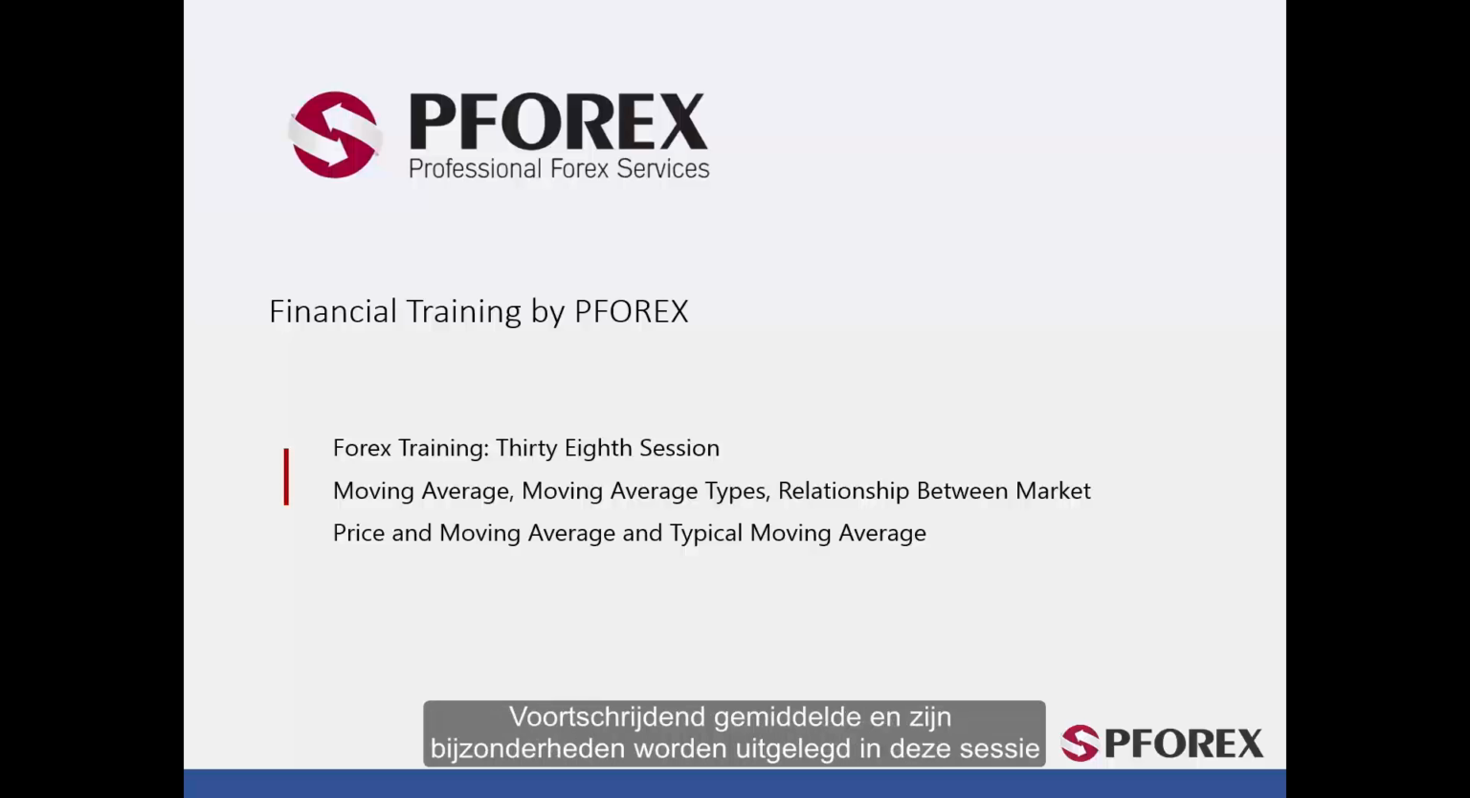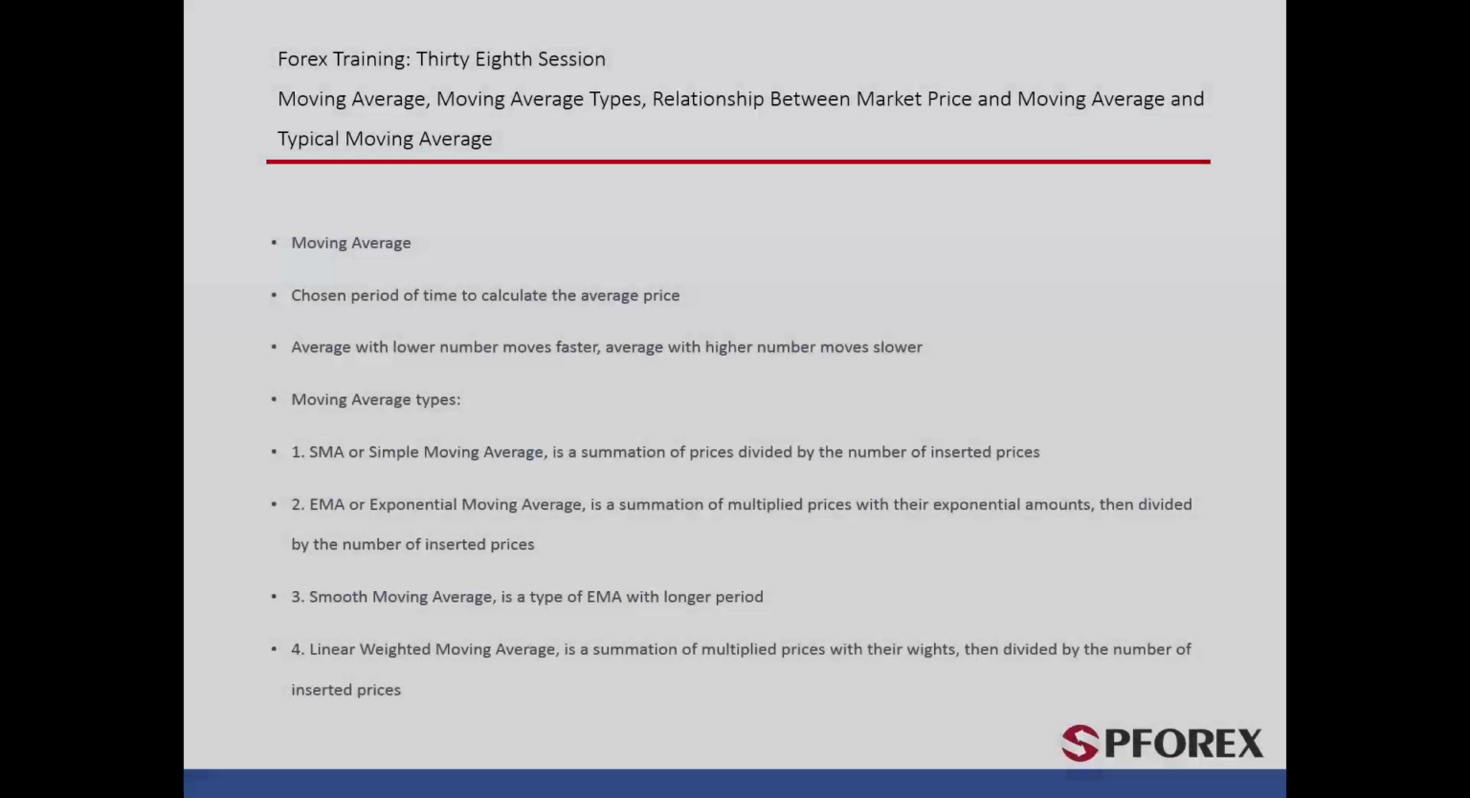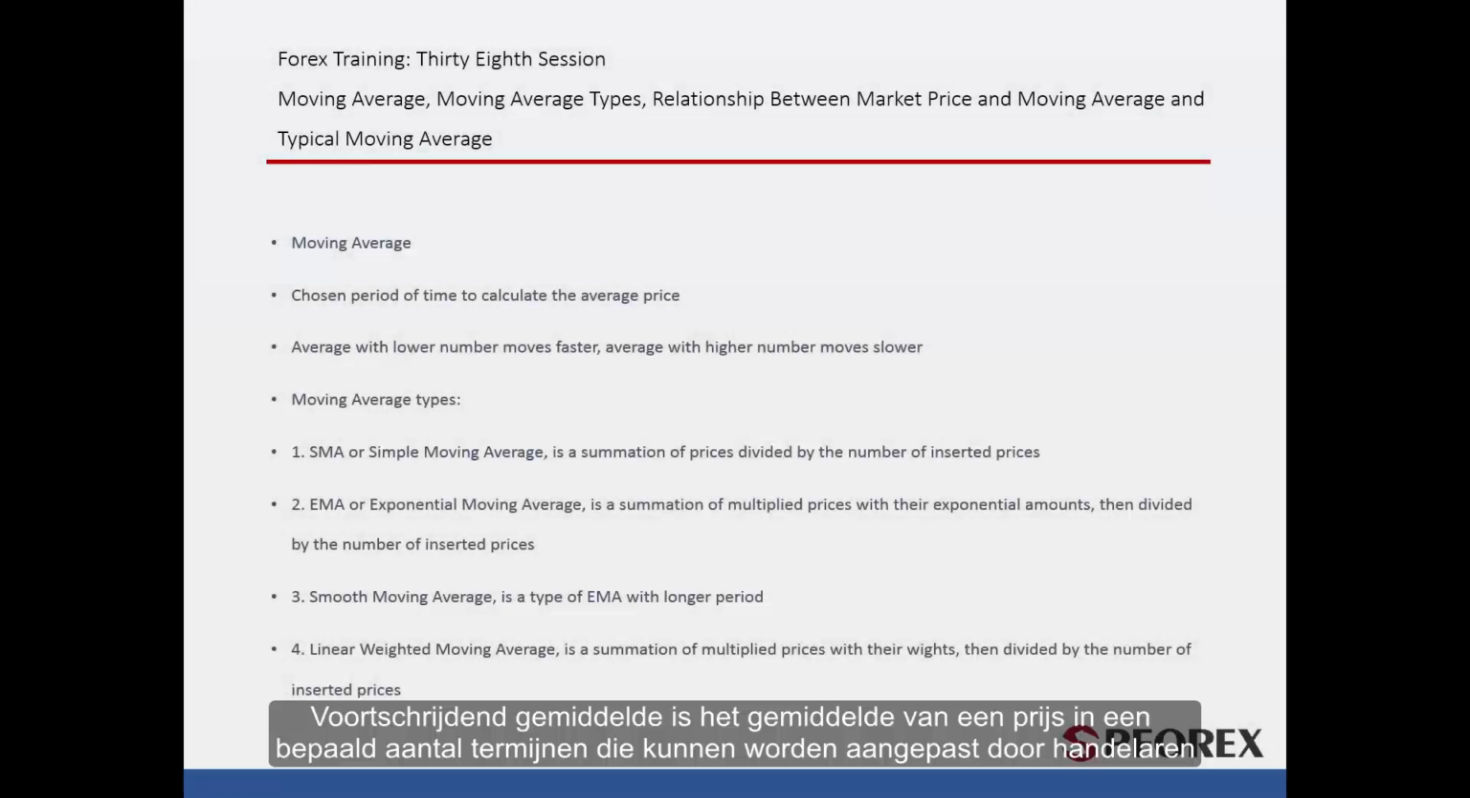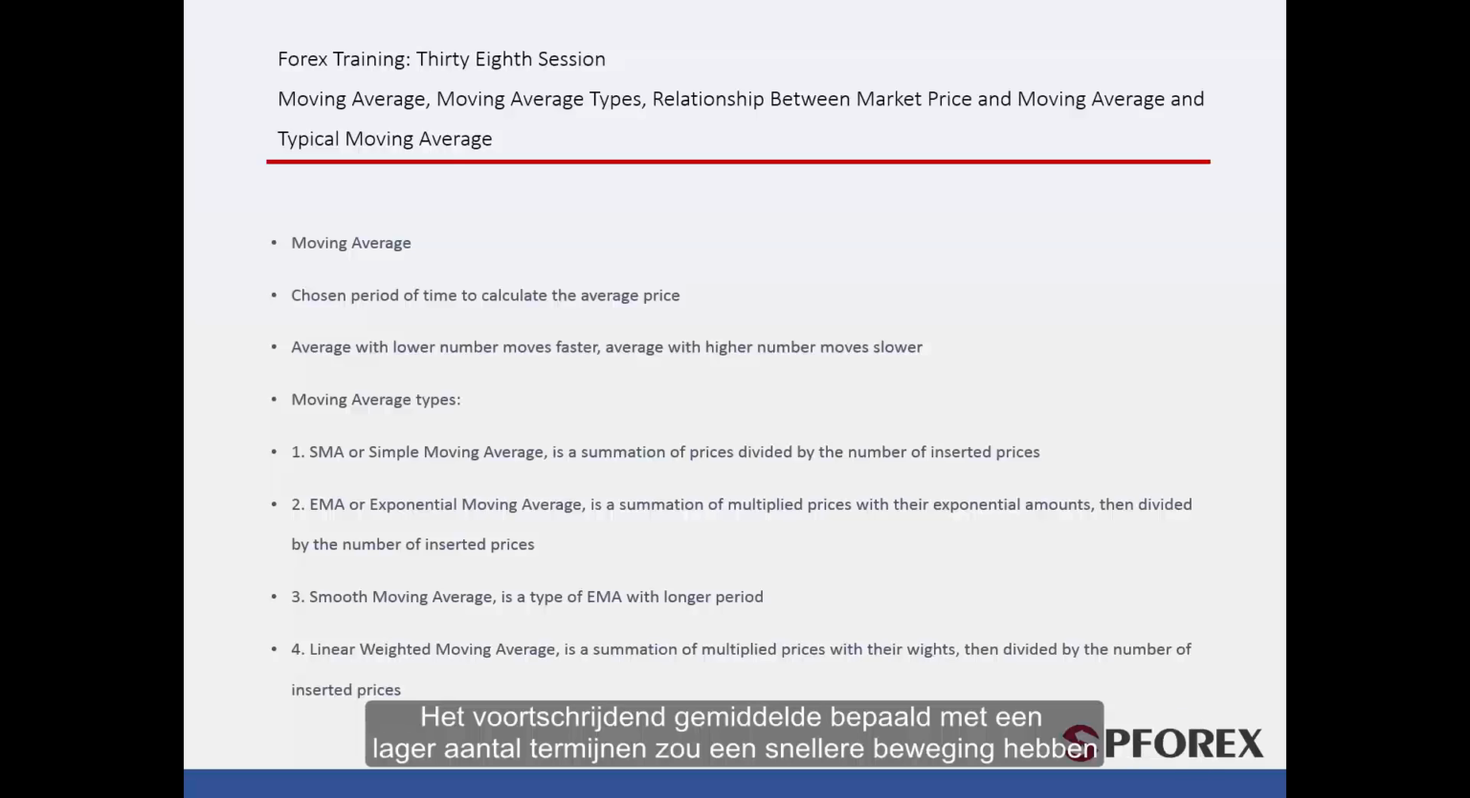Moving average and its particularities will be explained in this session. Moving average is the average of a price in a certain number of time frames, which can be customized by traders. A moving average determined with a lower number of time frames would have faster movement, while more time frames would slow down the MA displacement, since there is more data calculated in the average.